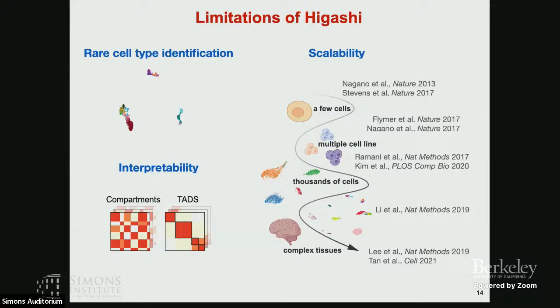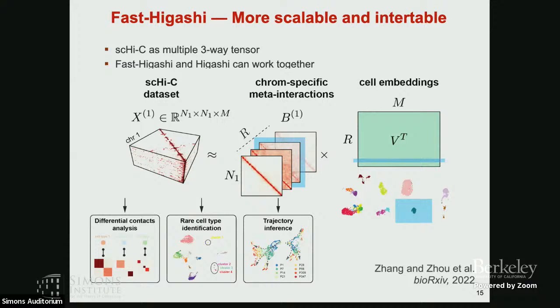And here's our recent effort, where we developed a method called fast Higashi. I won't get into the details, and it's actually on bioRxiv, and I hope it will be published soon in a journal. So we took a different approach. We view the single cell contact maps as a three-way tensor. So you have this three-way tensor. The contact map itself is two-dimensional, and then it's across different cells.